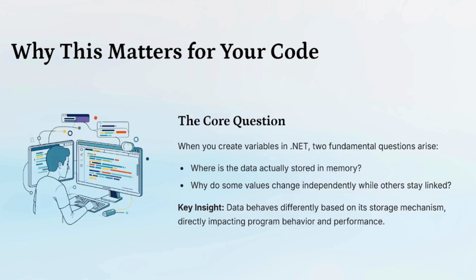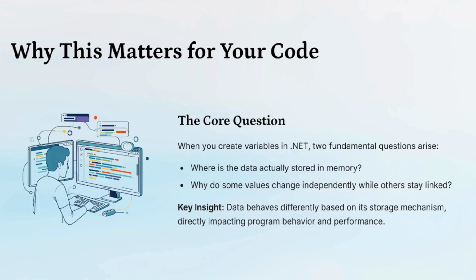The answer lies in how the data is stored in memory. Depending on the storage type, data can either be completely separate or shared between variables. And this directly affects how your program behaves and even how efficiently it runs. Once you understand this concept, your code becomes much easier to predict and debug.